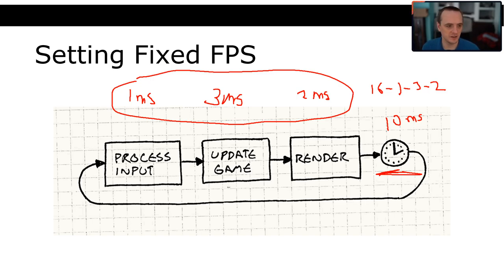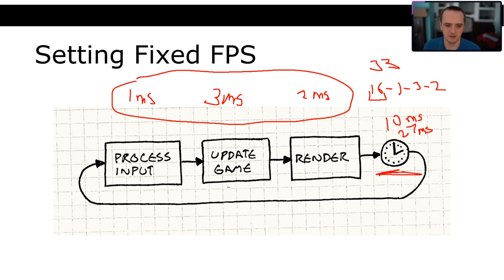So if I wanted my game to run at 30 frames per second, instead of 16 milliseconds, this would be, I don't know, 33.3 milliseconds or something like that. So we would have to wait 33 minus that. So that'd be what, 27 milliseconds? We would have to wait if our game was running at 30 frames per second.